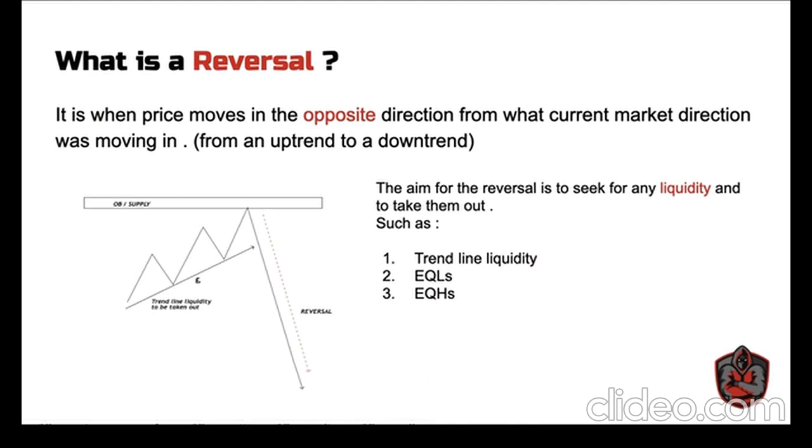Now let's move over to reversal. What is a reversal? It is when price moves in the opposite direction from what the current market direction was moving in. So if it was in an uptrend, it will go from an uptrend to a downtrend, okay? The aim for the reversal is to seek any liquidity and to take it out, such as trendline liquidity, equal lows, and equal highs.